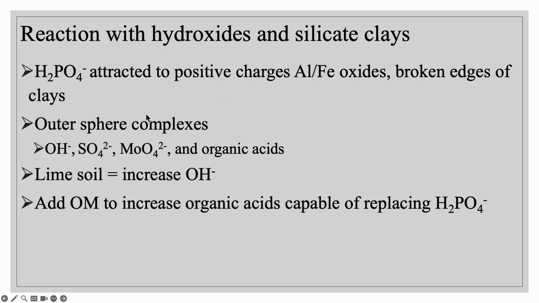Again, we form those outer sphere complexes. Lime is going to increase that hydroxyl concentration, which is going to influence how much fixation or reaction we're going to have in order to form those different minerals that are likely not going to be plant available. So phosphorus wants to be with these secondary and primary minerals, and that is where it's stabilized and at equilibrium. So we actually have to manipulate the environment in order to get that phosphorus to be plant available.